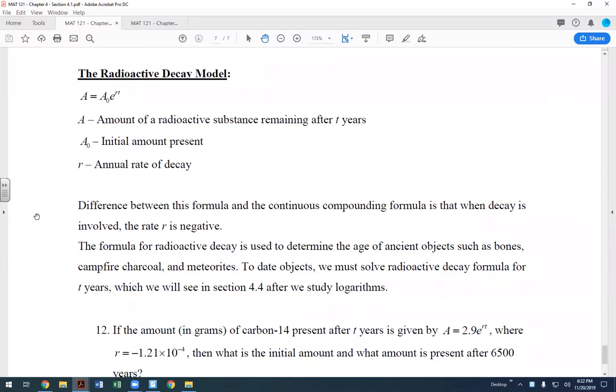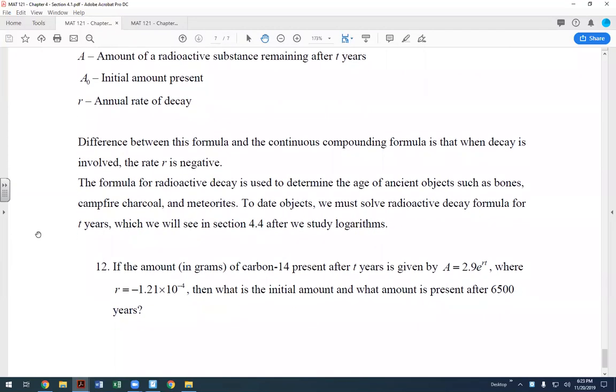Now, one of the big differences between our compound interest formula and this radioactive decay formula is that we are talking about decay, which means our substance amount is going down, which means our rate is going to be a negative number. In compound interest, and especially the continuous compounding formula, we know our rate is positive since our investment grows. So here, our rate will be negative.